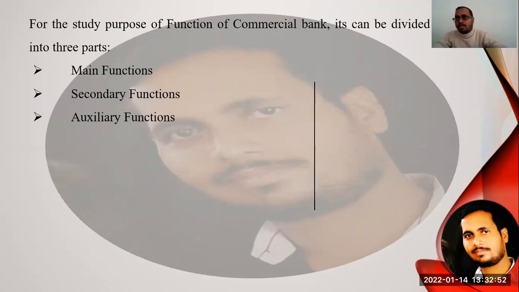For study purposes, the functions of the banks can be classified or divided into three parts. First, the main functions of the banks. Second, the secondary functions of the banks. And thirdly, students, we can say the socialistic functions, or the auxiliary functions. It means the functions for providing help to the society, or the responsibility of the bank as a social institution. So these are the three types of functions of the bank, students.